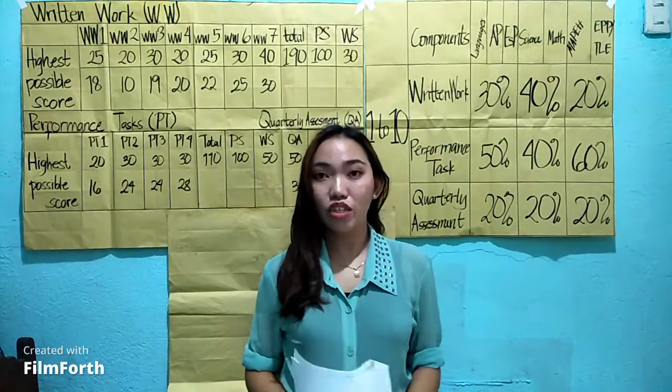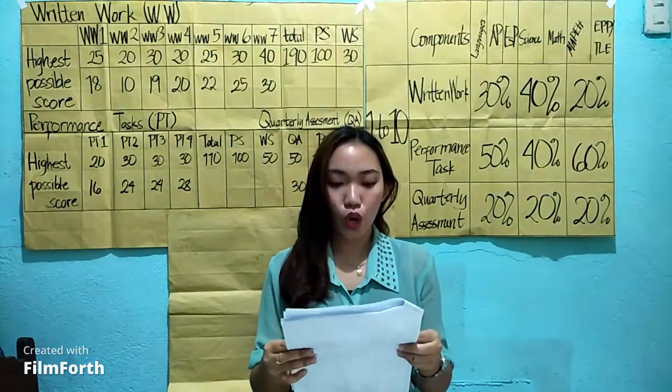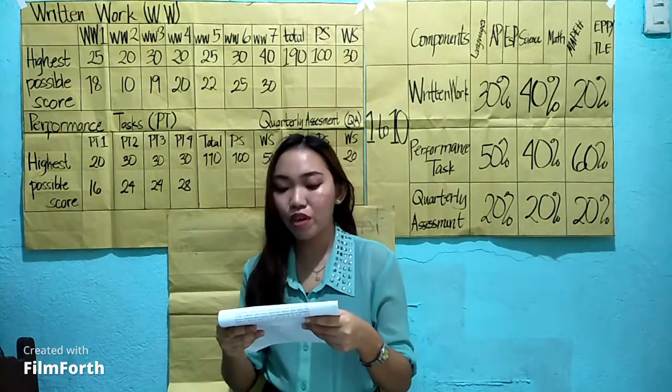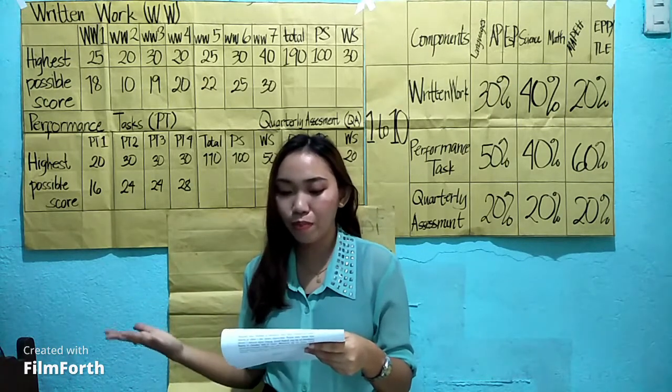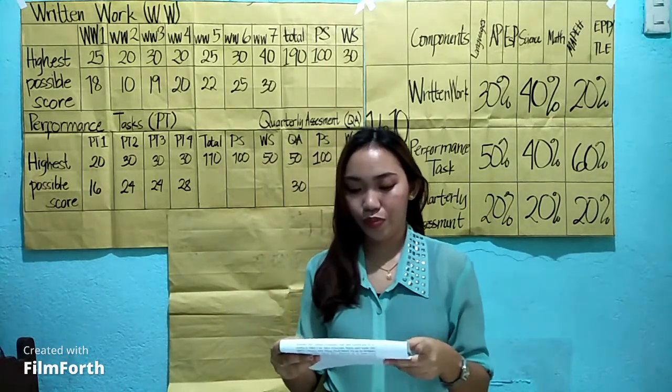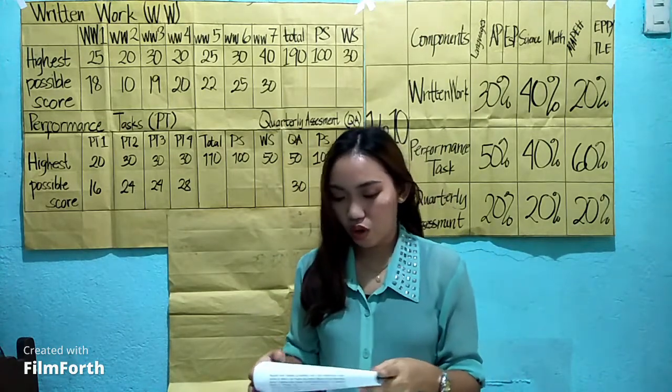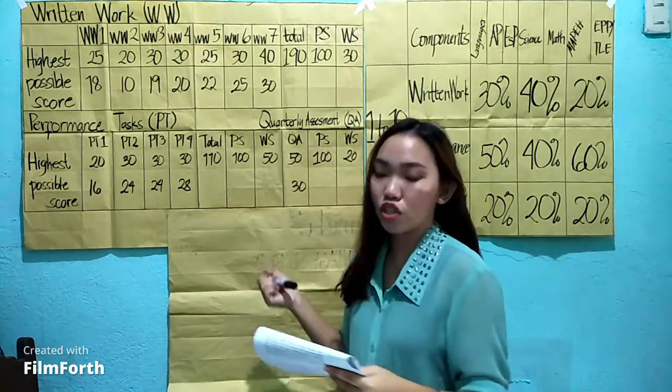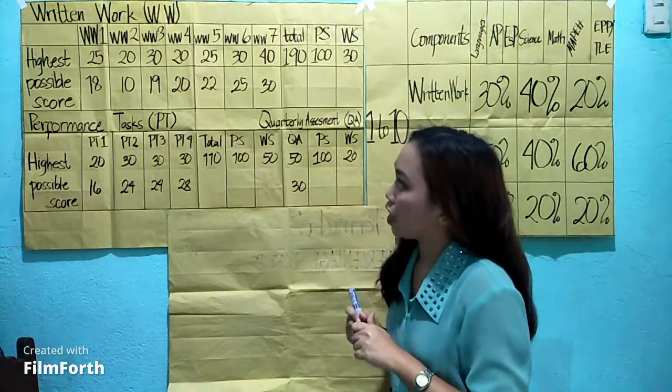We are now in task 2. Complete the table below. This is the table. Calculate the total raw score in each component. Determine the percentage score, PS, apply the percentage weight and weighted scores, WS, and calculate her first quarter grade. Well, now start.